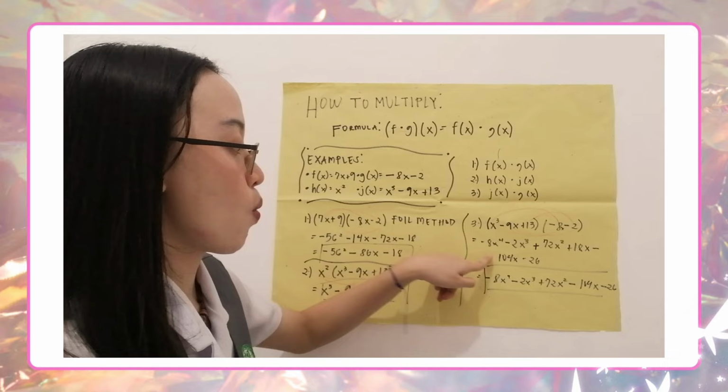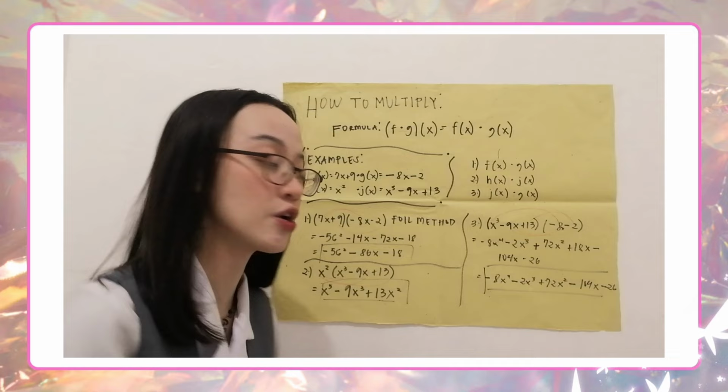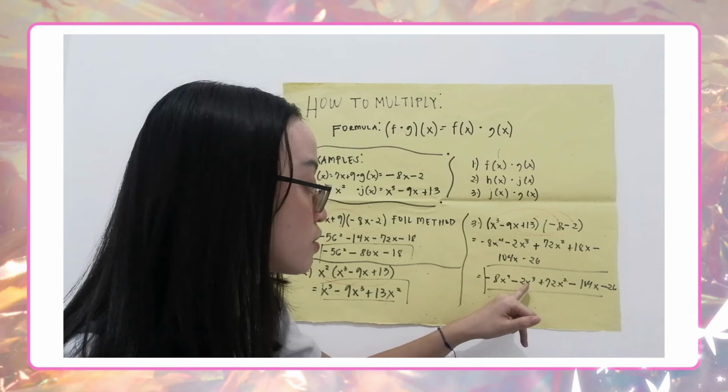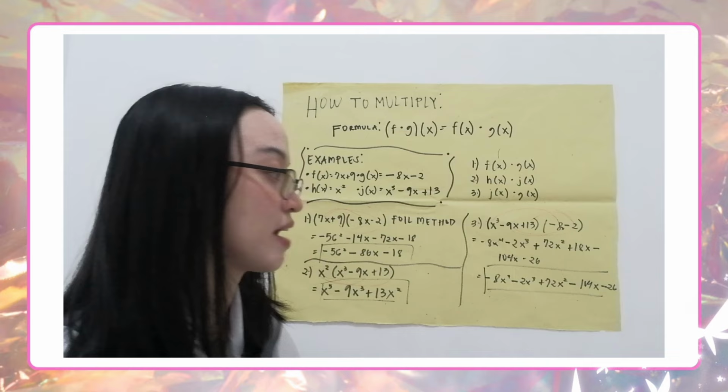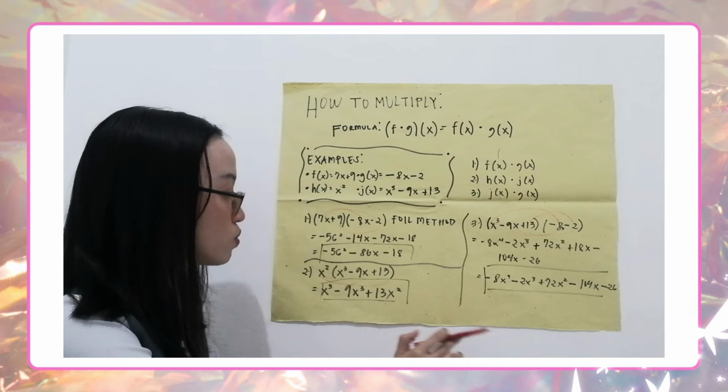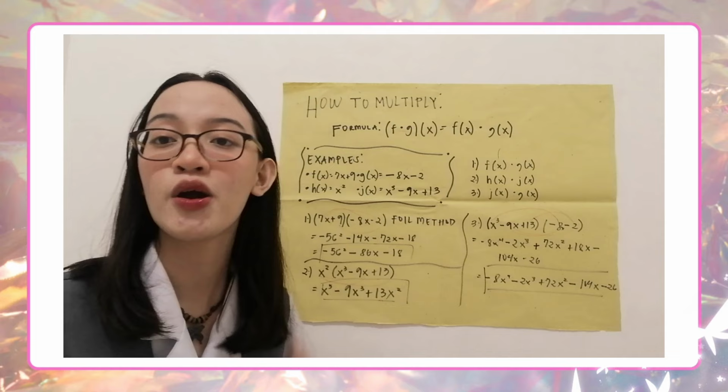So, we're going to simplify that answer. And our final answer is negative 8x raised to 4 and then minus 2x cubed plus 72x squared minus 104x minus 26. Nakikita nyo naman na yung degree is descending, pababa siya. Kagaya lang din ito, descending din siya. 5 and 2, then ito naman is 2, 1, then 1.